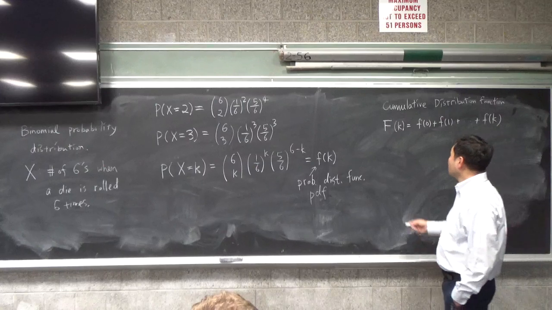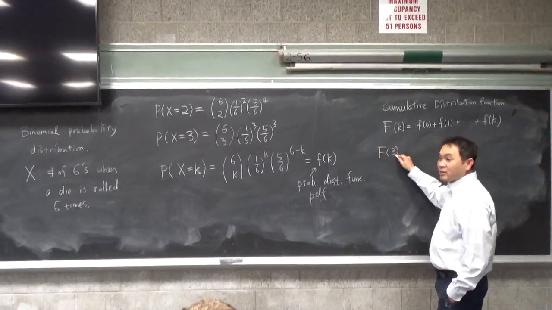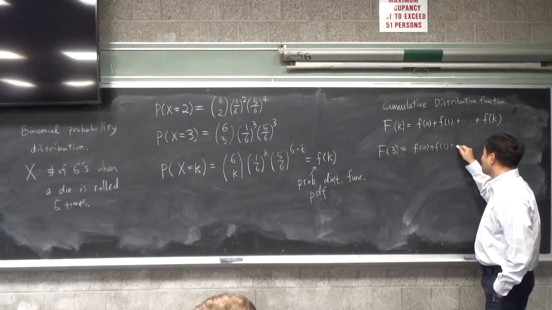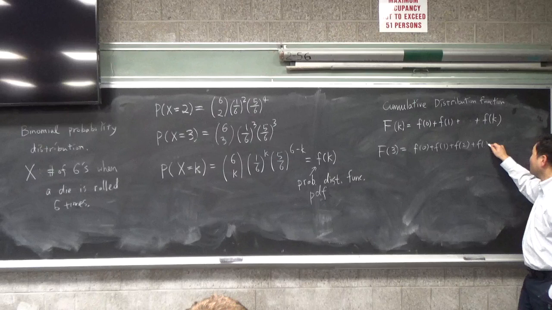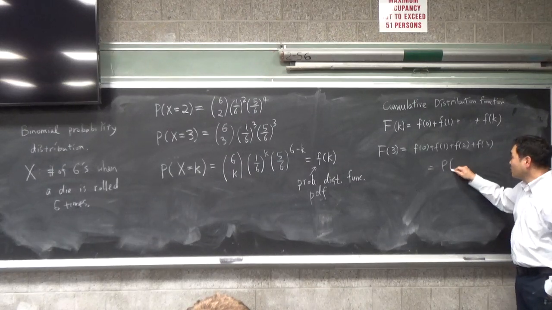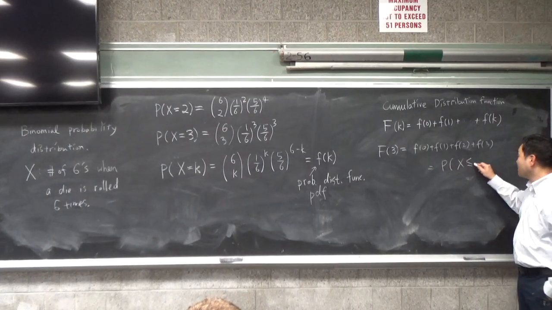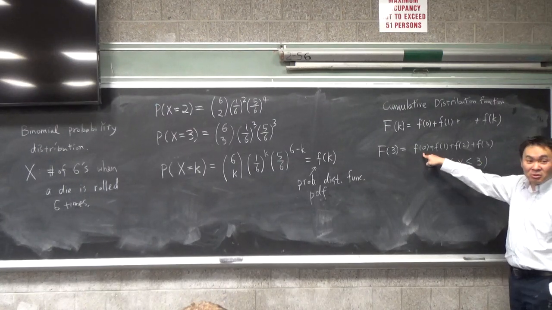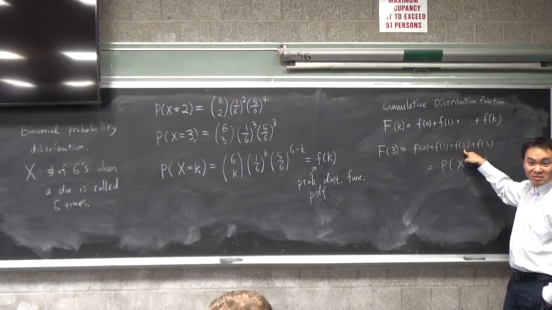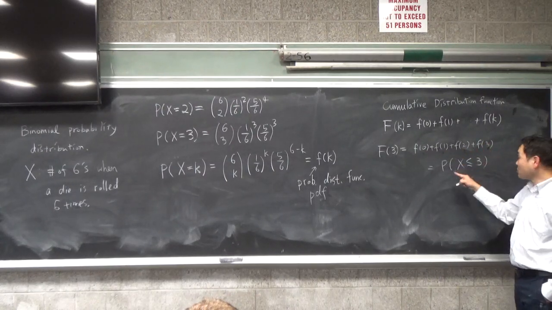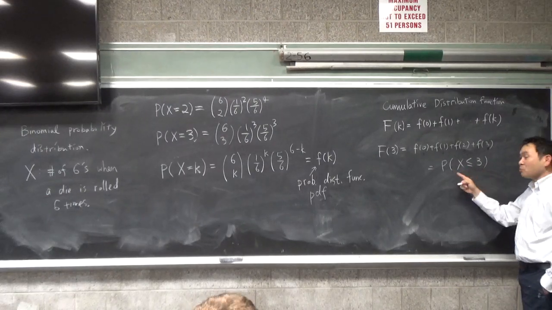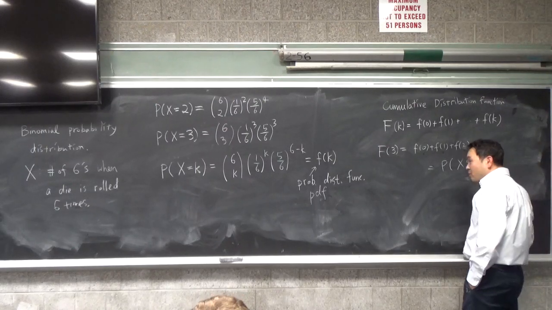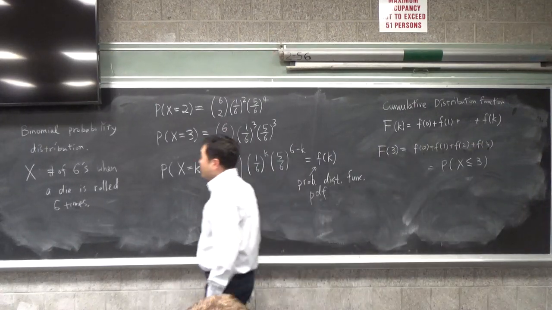So, in other words, F of 3 really means f of 0 plus f of 1 plus f of 2 plus f of 3, which is the same as asking what's the probability that you're going to get 3 or fewer 6s. Because this is having 0 6s, 1 6, 2 6s, 3 6s, right? You're adding them up, so that's the probability that you're going to get 3 or fewer 6s, okay?